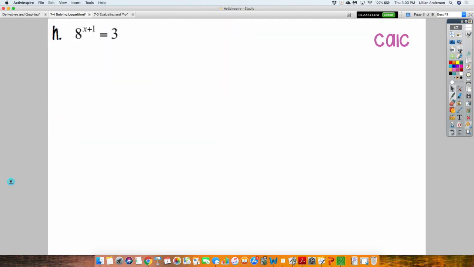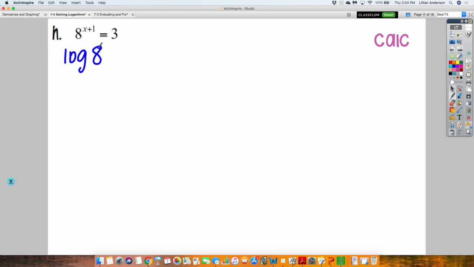Let's look at this one. Is the base by itself or is the exponential expression by itself? Yes, it is. There is a plus 1 up there, but I can't get rid of that plus 1 without doing some other stuff with the x. So technically, this is my exponential expression, so that is by itself. Now, what do I need to do? Take the log of both sides. Log or ln, doesn't matter. You'll get the same answer.